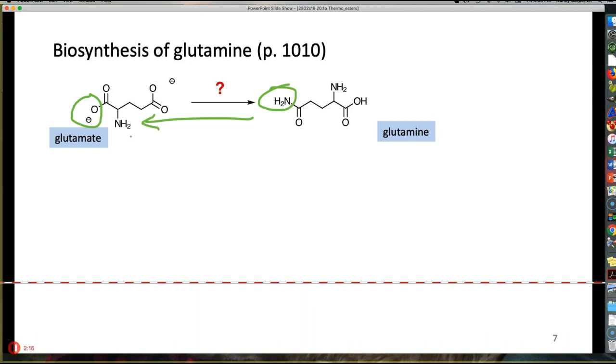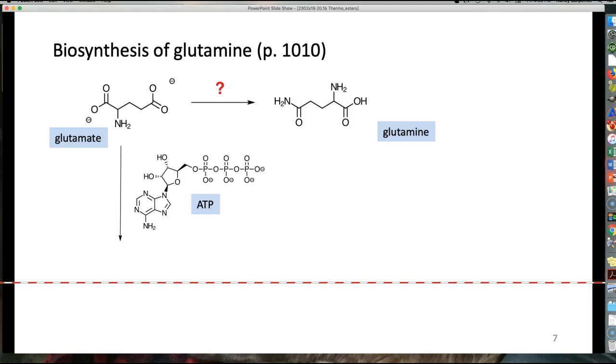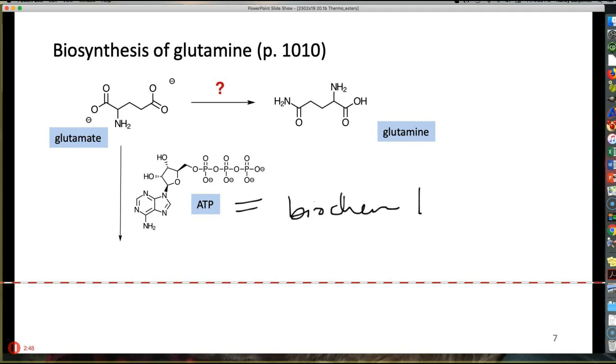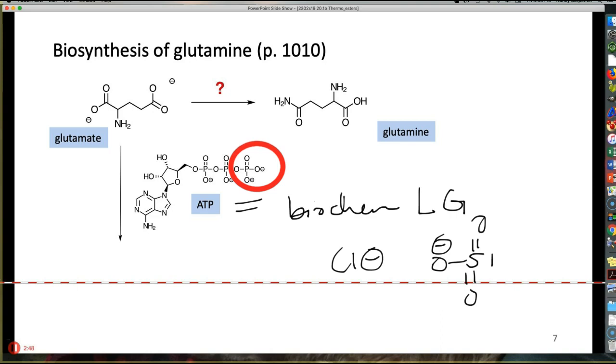So how does Mom Nature do it? Mom Nature does it by adding a great leaving group in the form of ATP. So ATP, this is biochemistry's form of a leaving group. These are basically biochemistry's version of a Cl- or a tosylate. It's just what Mom Nature uses.